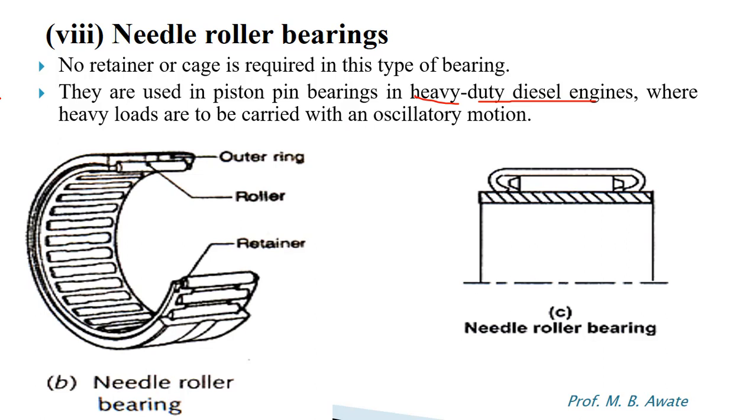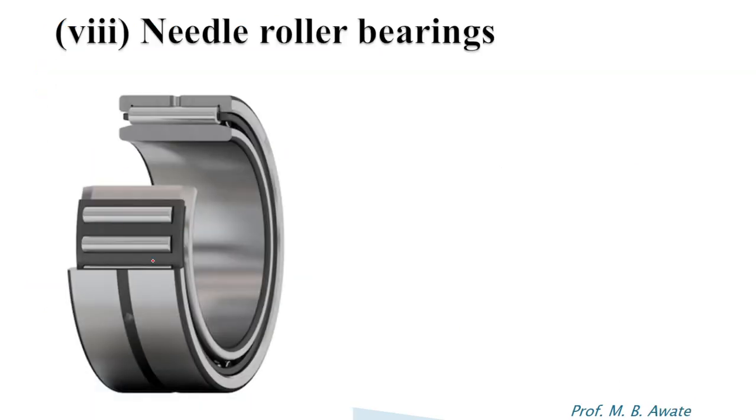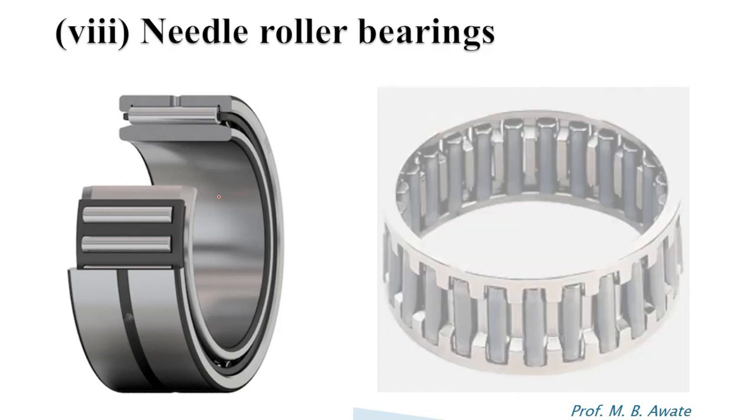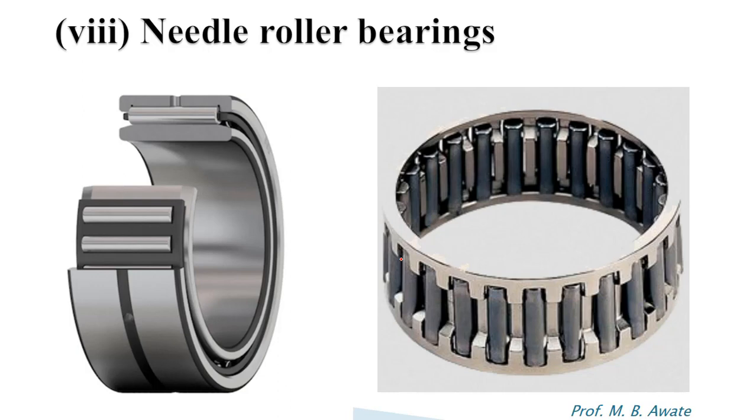So this type of bearing has its application in what? Heavy duty diesel engines, where heavy loads are carried with oscillatory motions. And these rollers are integral parts of the races. So this is the figure: needle, inner race and outer race. This is the needle roller bearing.